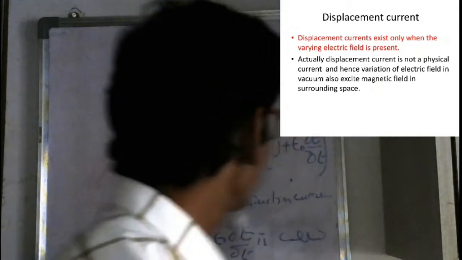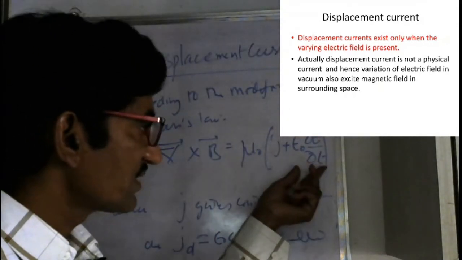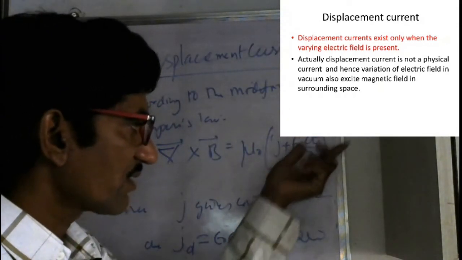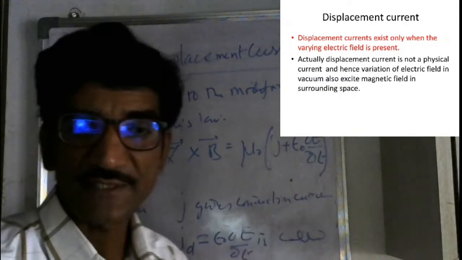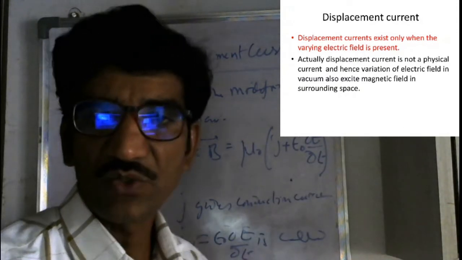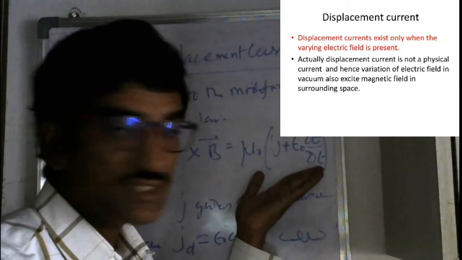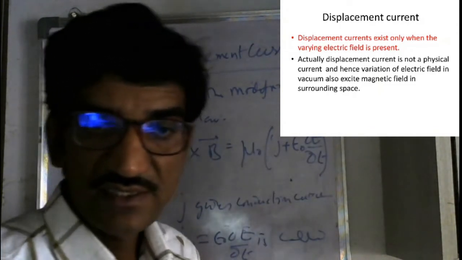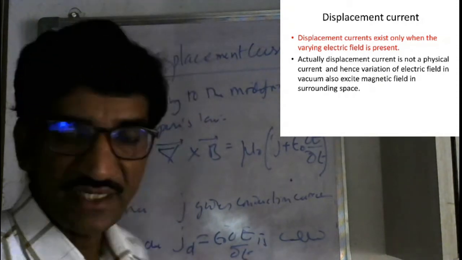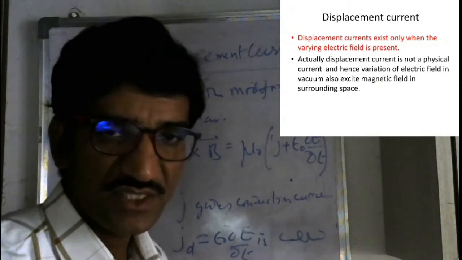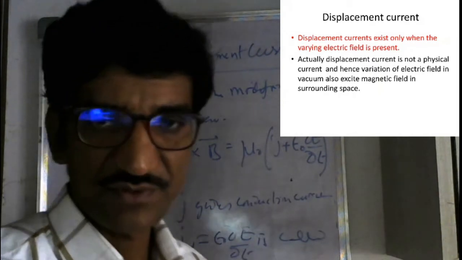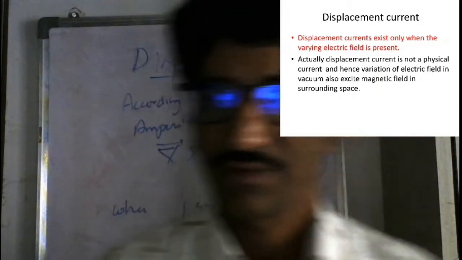Why? Because in the second term you have JD equal to epsilon naught dou E by dou t. Whenever there is no change in E, no variation in the electric field, then JD is equal to 0. This term will be 0. That you have to note.